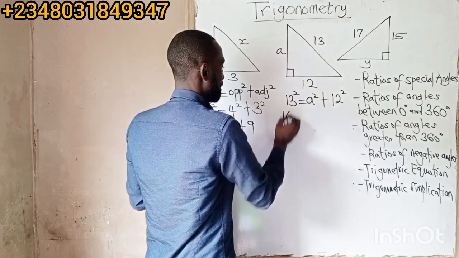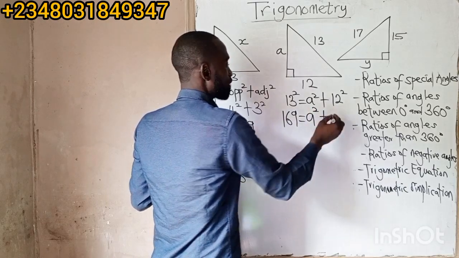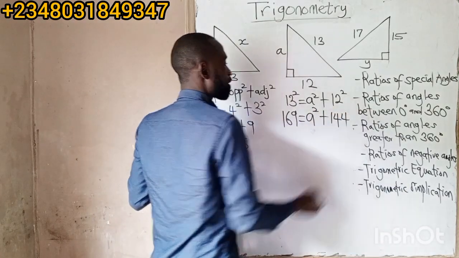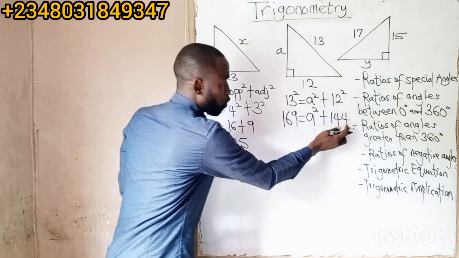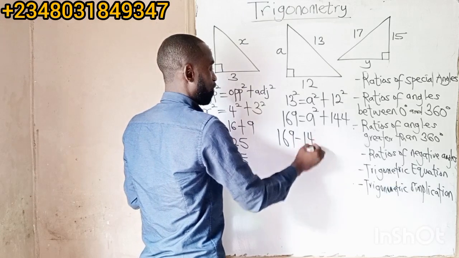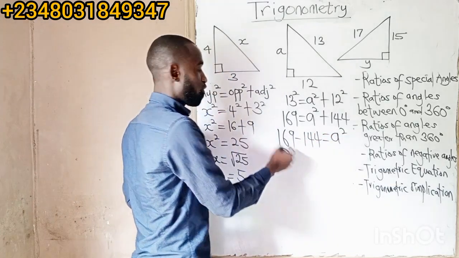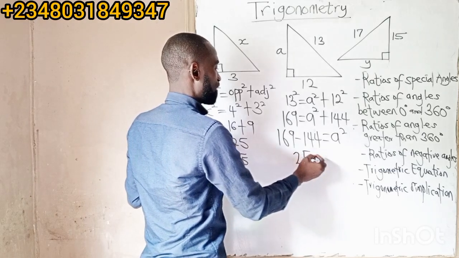So what is 13 squared? That would be 169 is equals to what? a squared plus 12 squared is what now? 144. In this case, we are going to collect like terms. This one will come here. Now 169 minus 144 is equals to what now? a squared. What is 169 minus 144? We have 25.